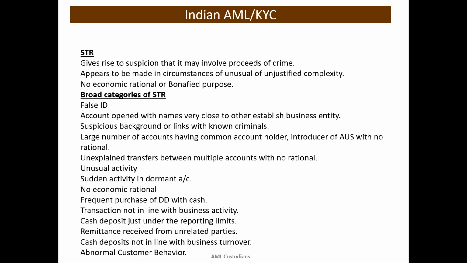Broad categories include producing a false ID, or an account opened with a name very close to another established business entity. Let's say there is a big business entity and another company tries to open an account with the same business entity name. That gives us suspicion. Why? Also if there is a background or a link with known criminals, that also leads to suspicion. Then, a large number of accounts having common account holders.